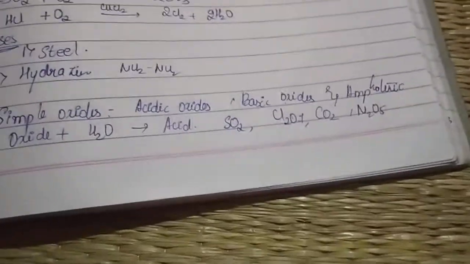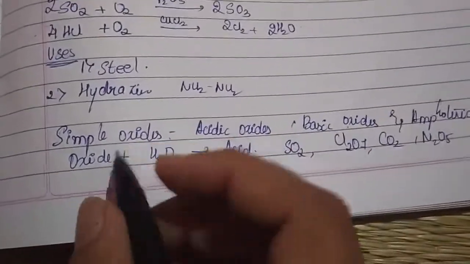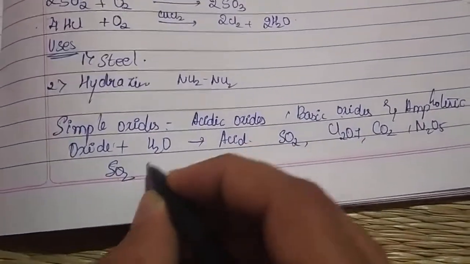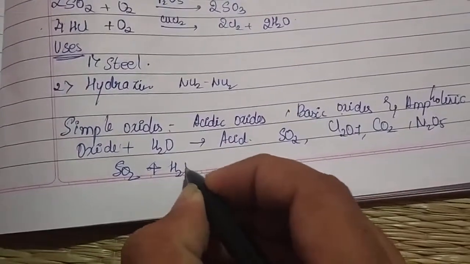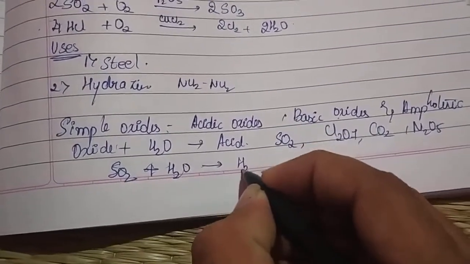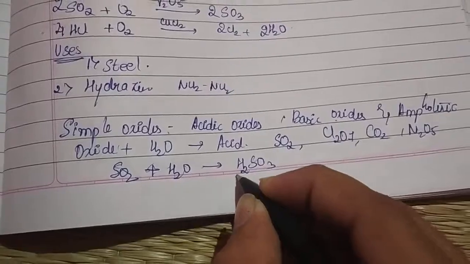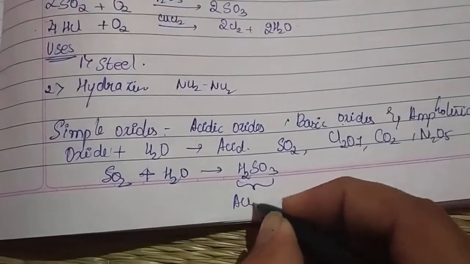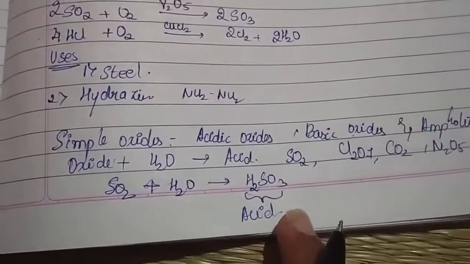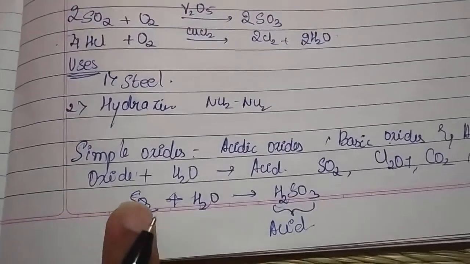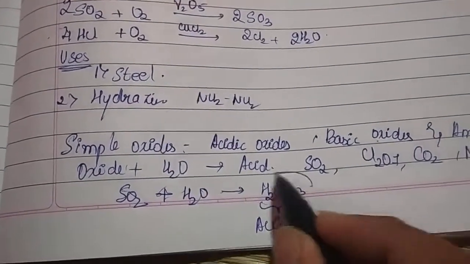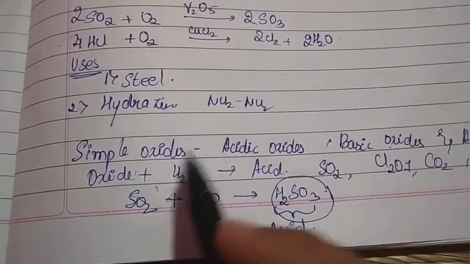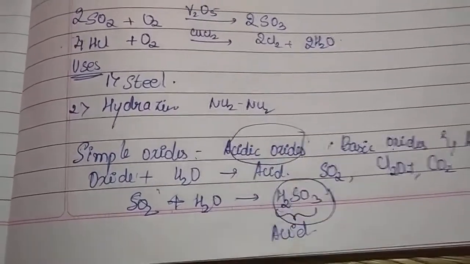Why do we call these acidic oxides? Let me give you an example. When SO2 reacts with water, it gives H2SO3. The H2SO3 you have obtained here is an acid. So, as the name suggests, when certain oxides react with water and give an acid, they fall under the heading of acidic oxides.